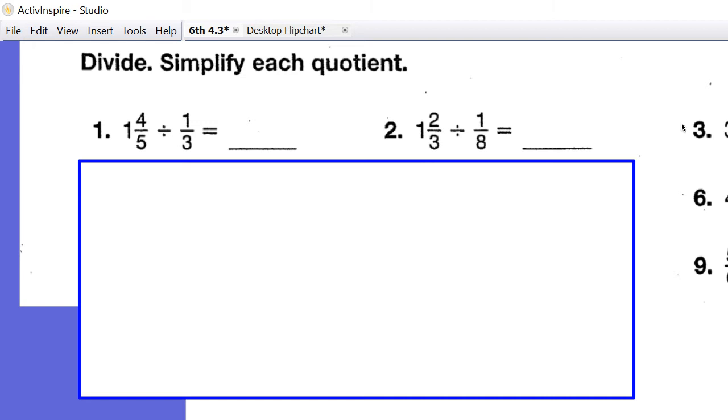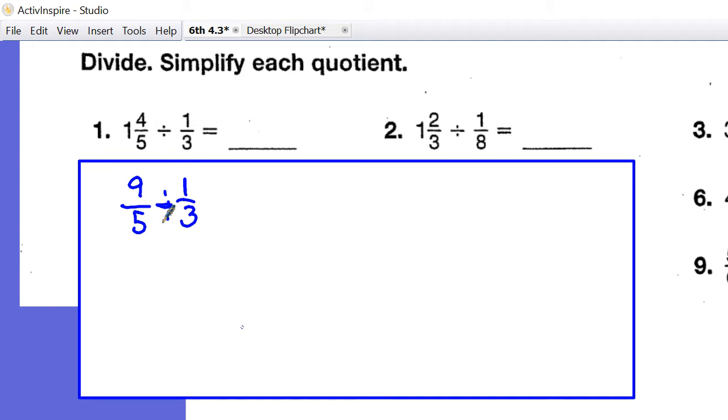Number 1 is 1 4/5 divided by 1/3. Remember, the first step dividing mixed numbers is to change the mixed numbers into improper fractions. 1 4/5 is 1 times 5 is 5, plus 4 is 9. It can be rewritten as 9/5 divided by 1/3. 1/3 is a regular fraction, so I don't have to convert that to an improper fraction.